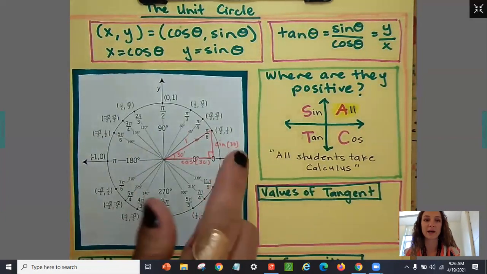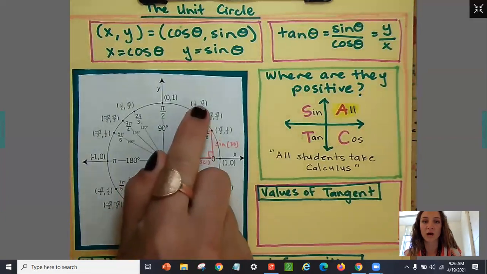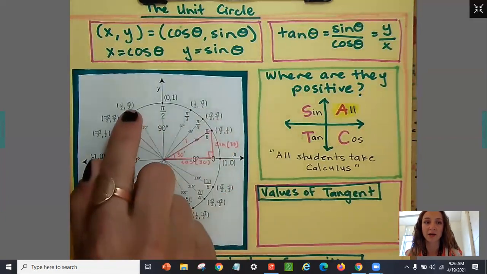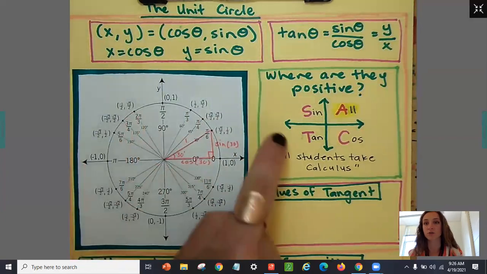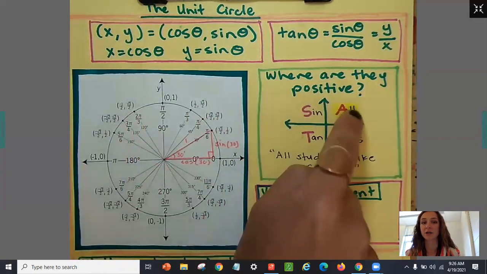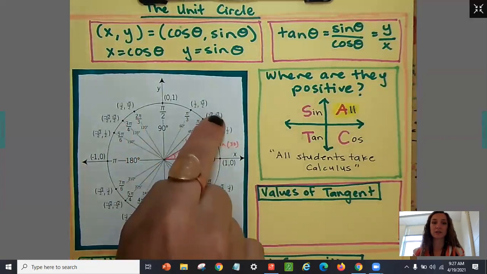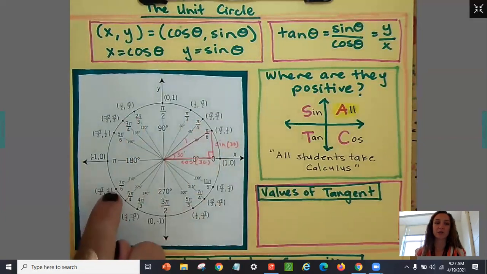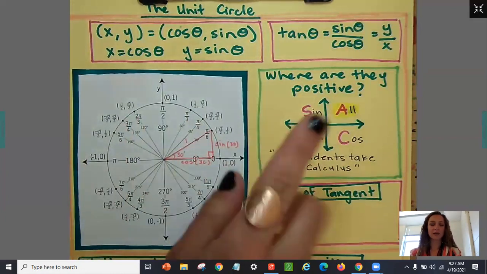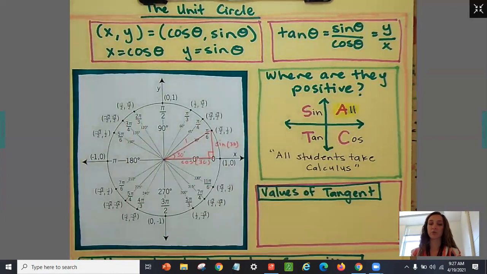Okay, let's look at sine now. Sine is our y value. You can see the y values are positive here, and they are positive here, but nowhere else on our circle. So sine is positive here and here. Tangent is y divided by x, so a negative divided by a negative is a positive, and a positive divided by a positive is a positive. So tangent is going to be positive here. It's also going to be positive here because you have a negative divided by a negative. And that is all of our signs there.